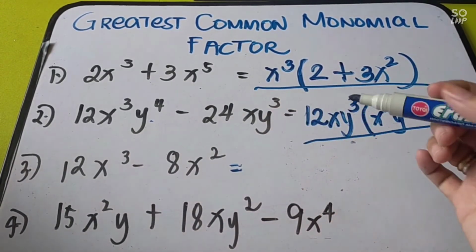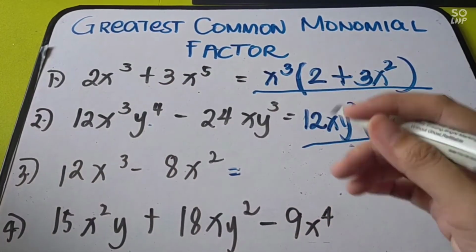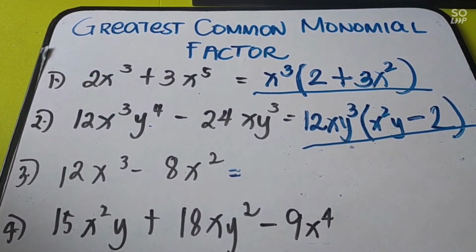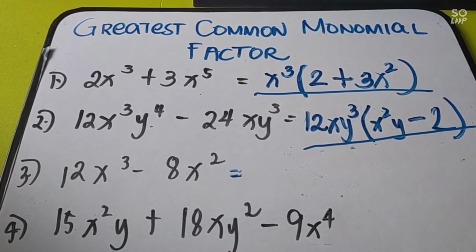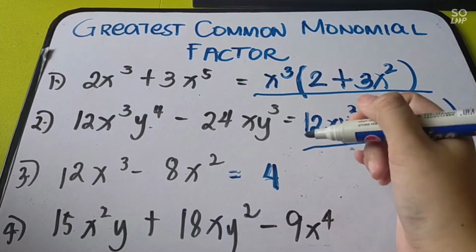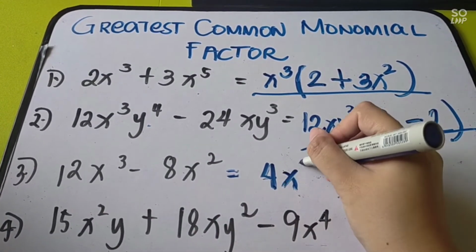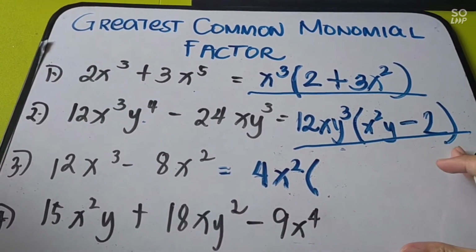Next tayo, let us have number 3. So, kapag nasanay ka na, madali na yan. So, 12 and 8, what are the greatest common factor of 12 and 8? Pinakamataas na pwede mo i-divide kay 12 and 8. So, we have here 4. Yan. Next, we have x cubed and x squared. Pinakamababa exponent, right here, x squared.